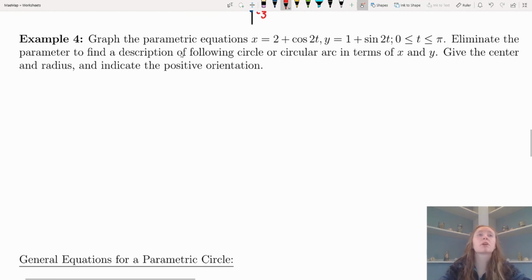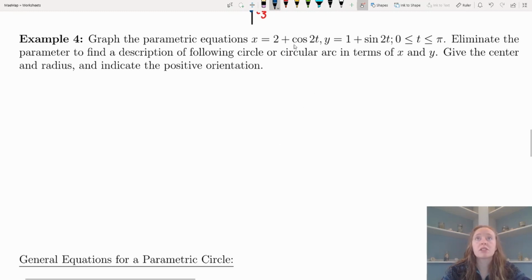So in example 4, we're going to graph the parametric equations x equals 2 plus cosine of 2t and y equals 1 plus sine of 2t for 0 less than or equal to t, which is less than or equal to pi. Then we'll eliminate that parameter, find the center, radius, and again, indicate that positive orientation.